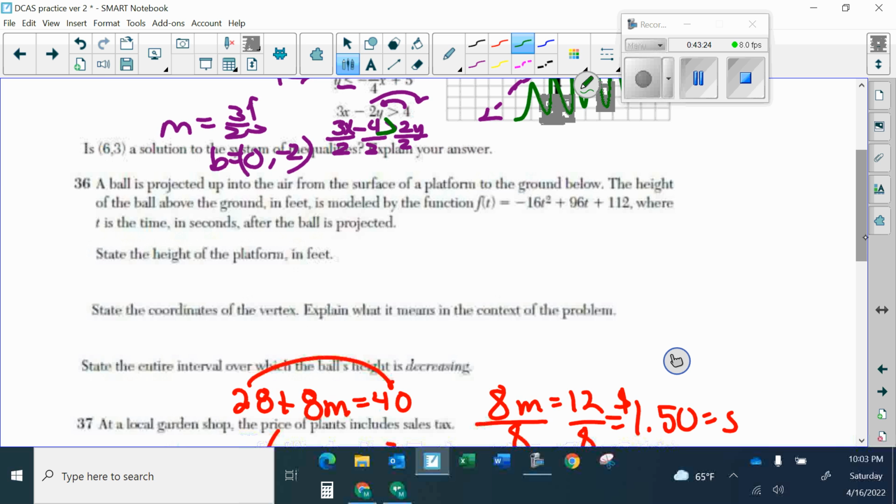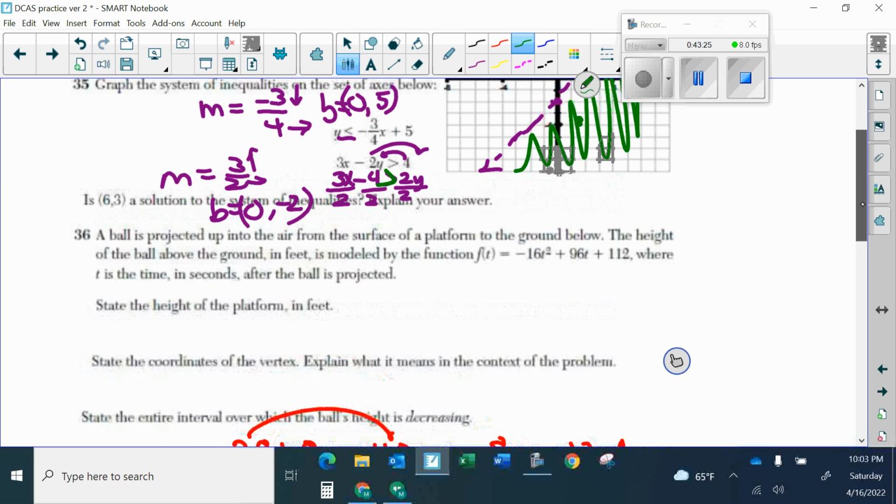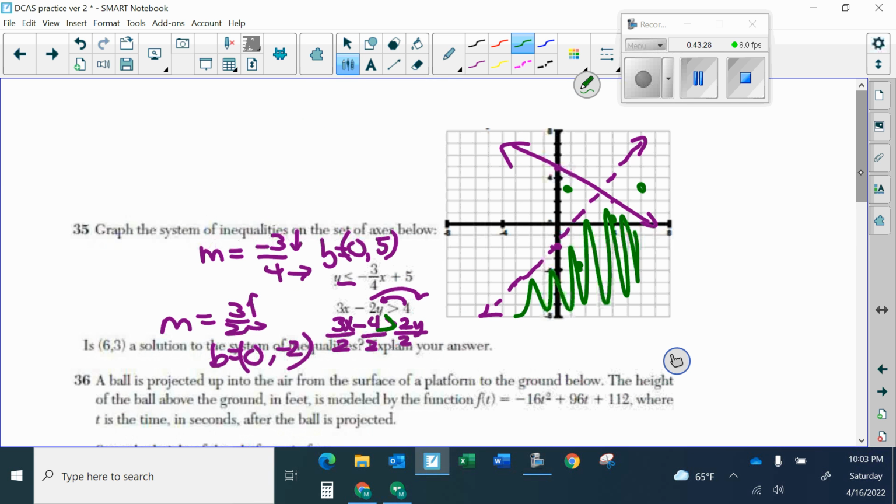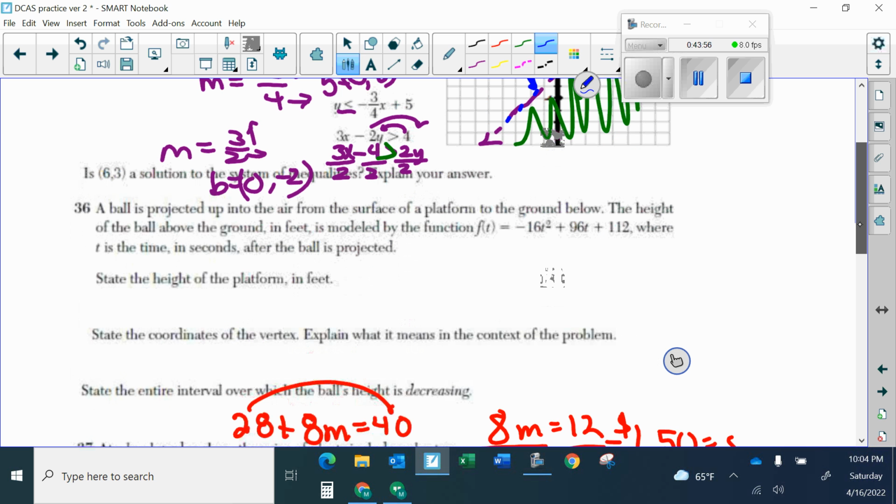Is (6, -3) a solution? So I go back up, look at (6, -3). 1, 2, 3, 4, 5, 6. 1, 2, 3, right there. Is that a solution? No, it's not. It's not in the region. Now here's another thing to remember. If the point is on the line right there, if it lands on that dashed line, it is not in the region. It can be on the solid line, that's in the region. So if it was right in here, that's in the region. If it was anywhere along this dashed line, that is not in the region. So remember that. Only solid counts as being in the region.